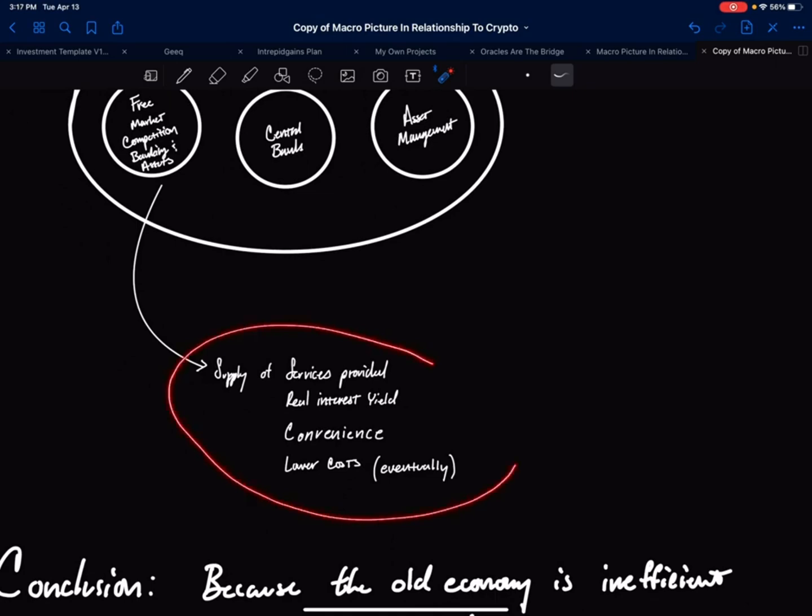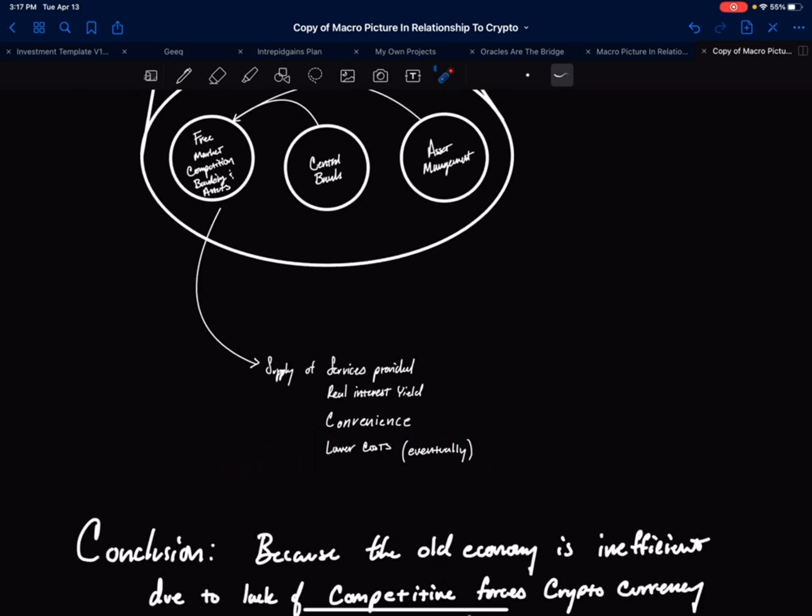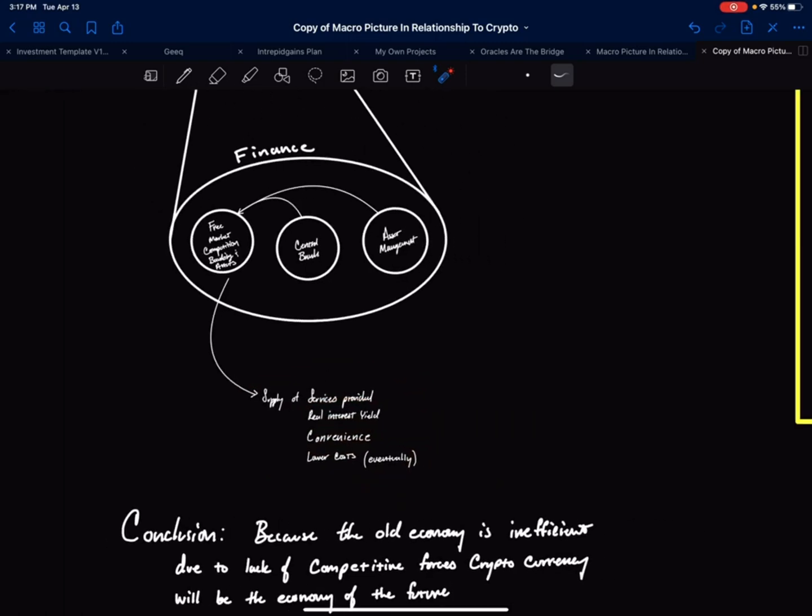Supply of services provided creates real interest yield, convenience, and lower costs. Eventually, the lower costs will happen. Like right now, Ethereum is kind of more expensive. And if you want to understand why new technologies overtake everything, read The Innovator's Dilemma. Excellent book. It'll help you understand how these new technologies eventually do get to lower costs. Cryptocurrency will have the lower costs. And we're already there with things like Terra and Polkadot. Okay, it is coming. And it's already here for many things. So supply of services provided will yield real interest yield, convenience, and lower costs, because it's competitive, and because these inefficient actors will die off.